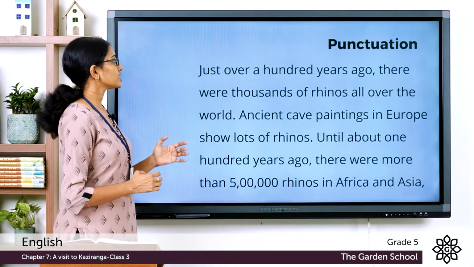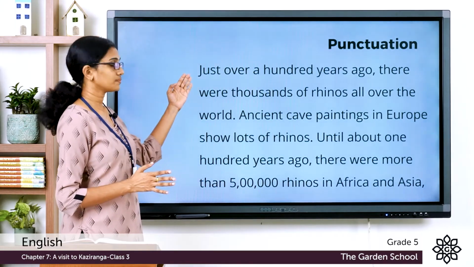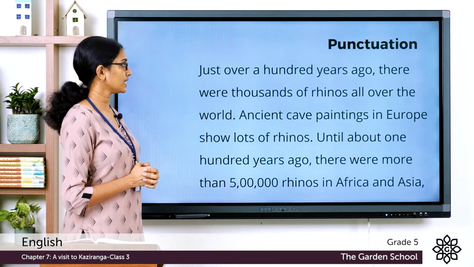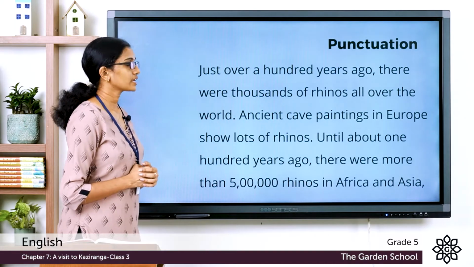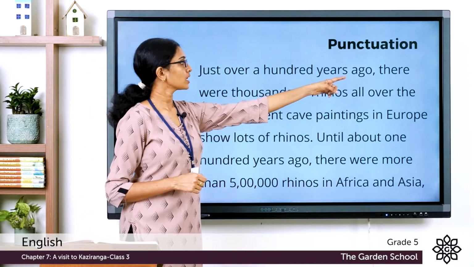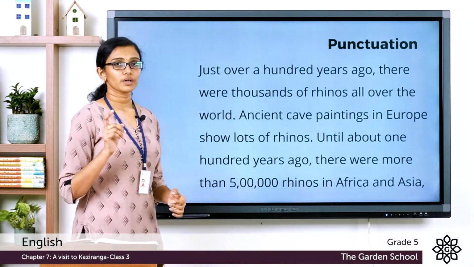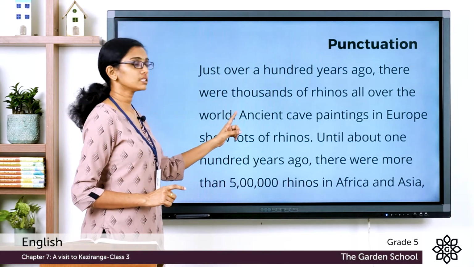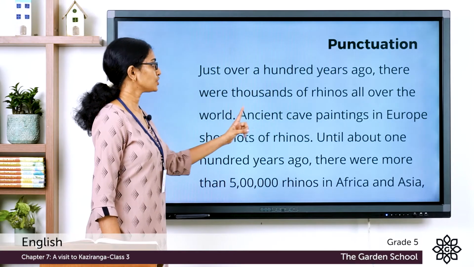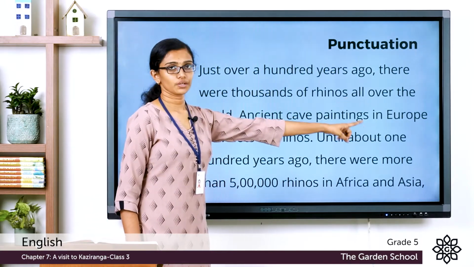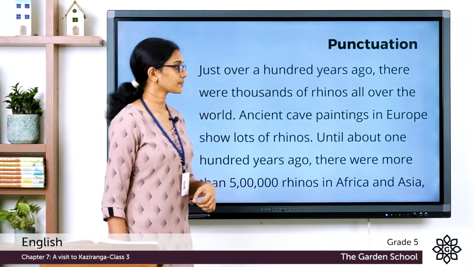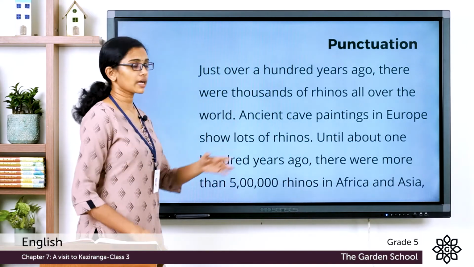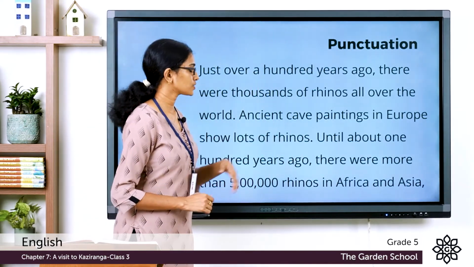So, there is just over, see the word just, the letter J is capitalized. Just over 100 years ago, there is a comma. There were thousands of rhinos all over the world. Full stop. Then starts with a capital letter. Ancient cave paintings in Europe. E is capitalized. Show lots of rhinos. Sentence ends. So full stop.